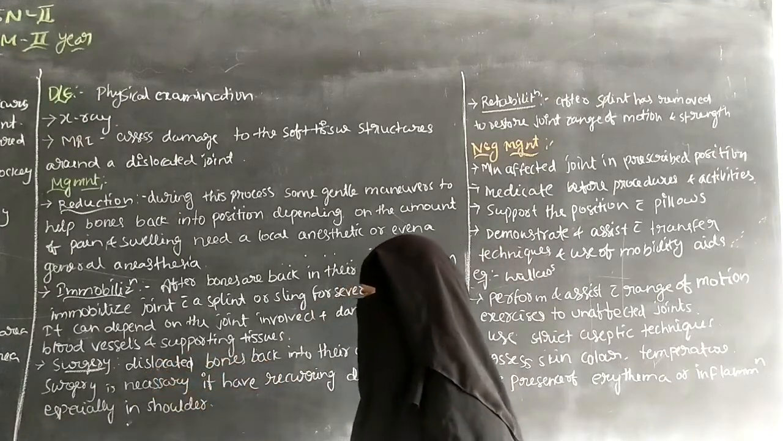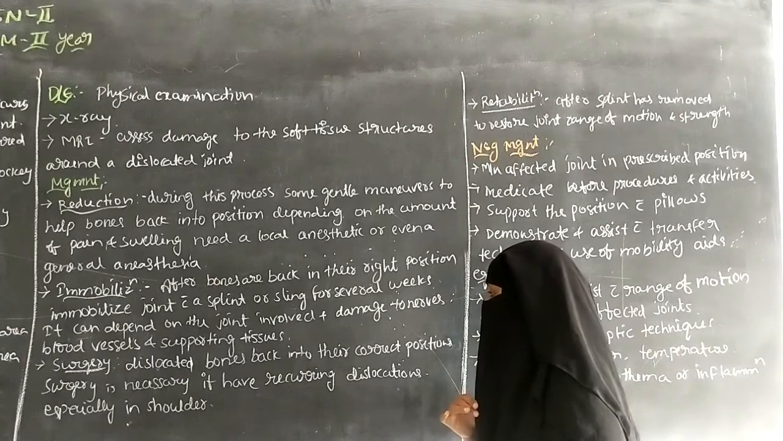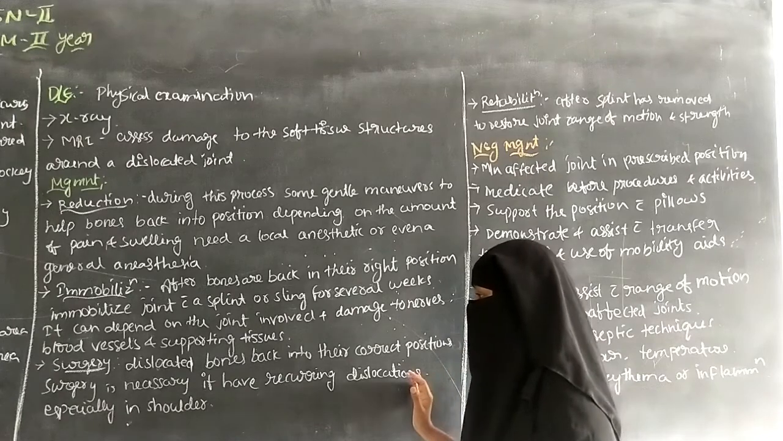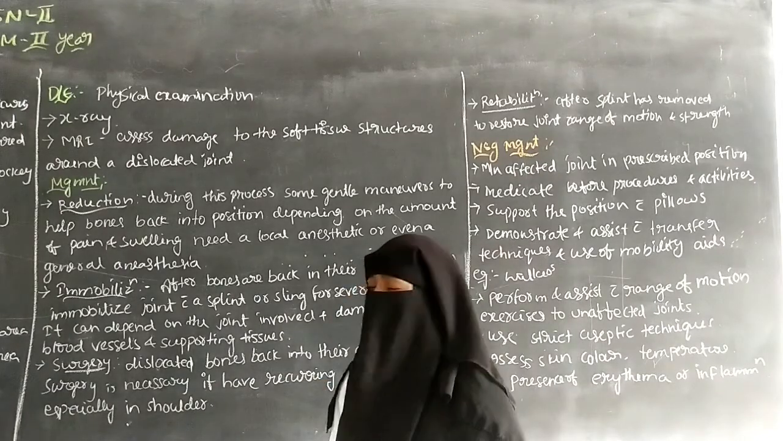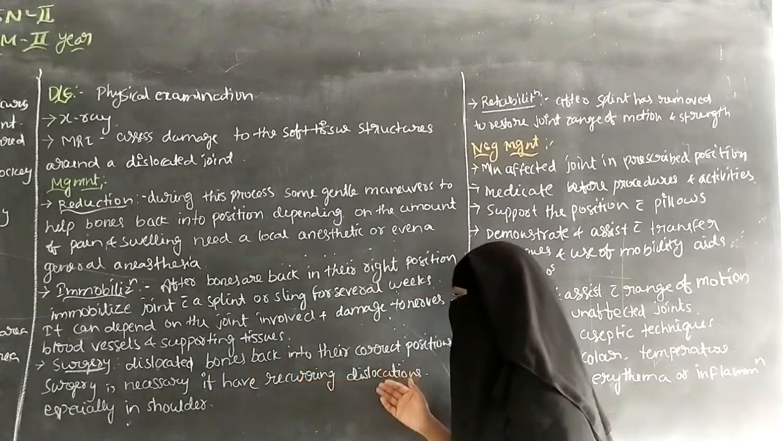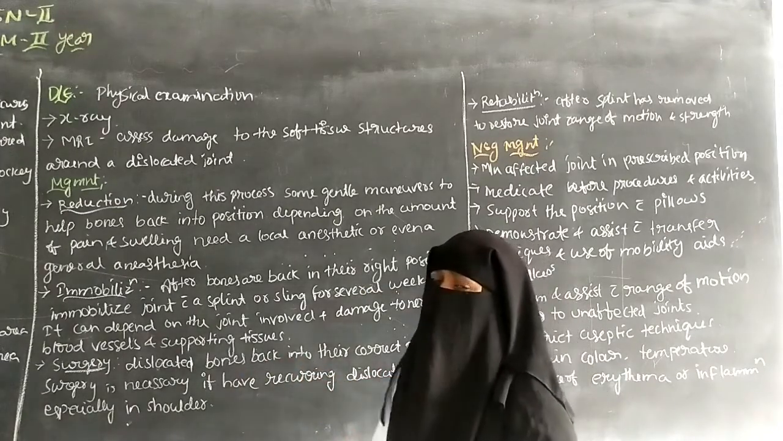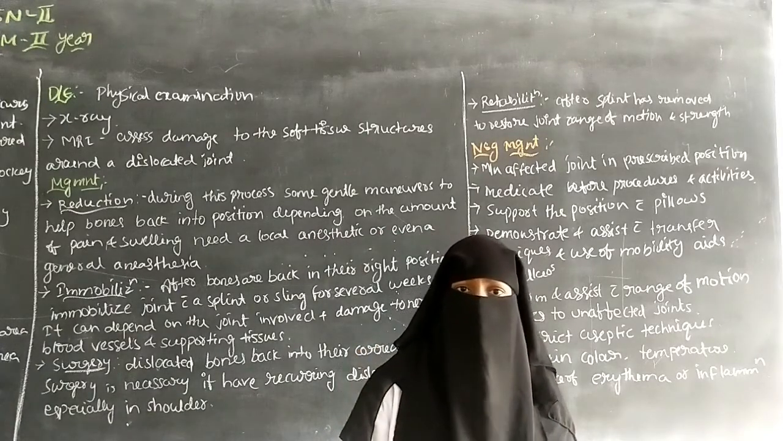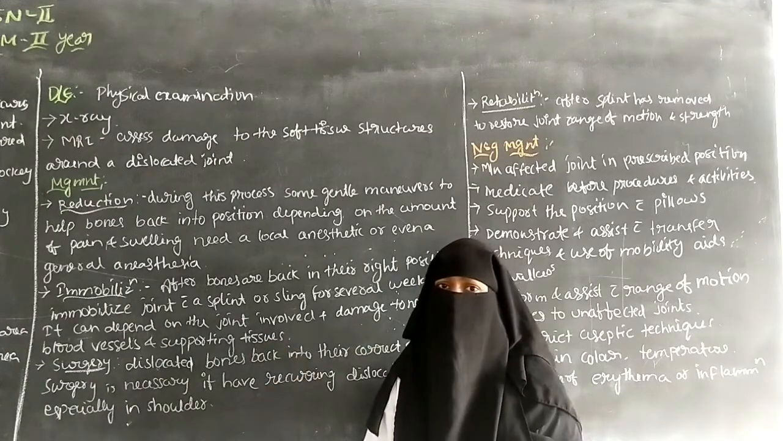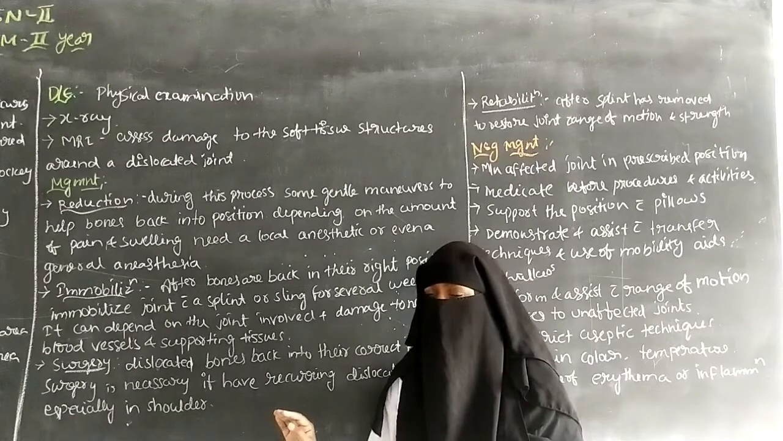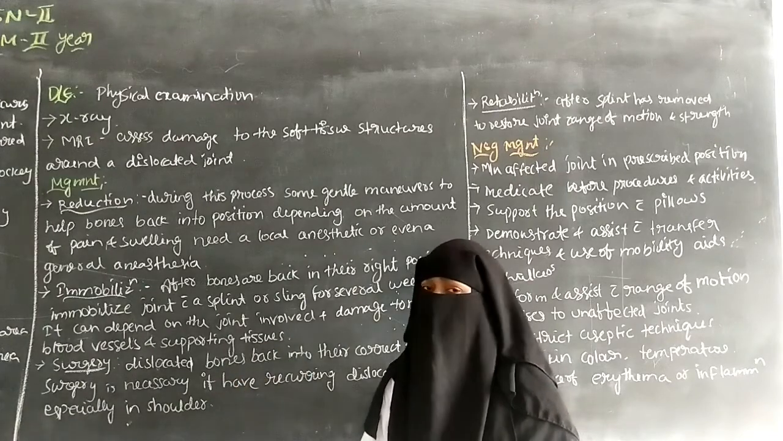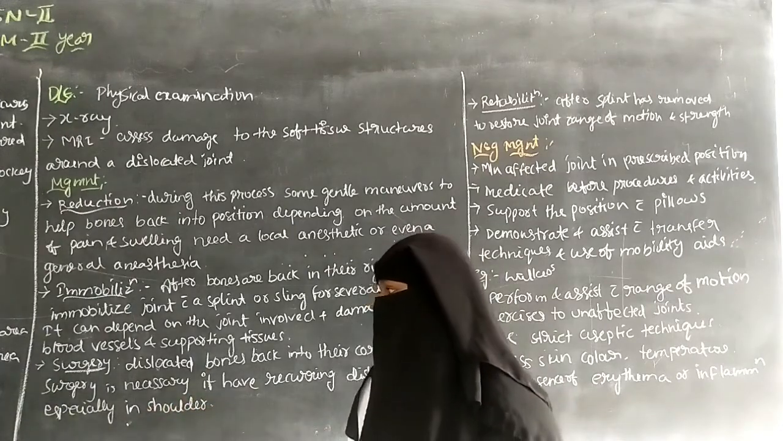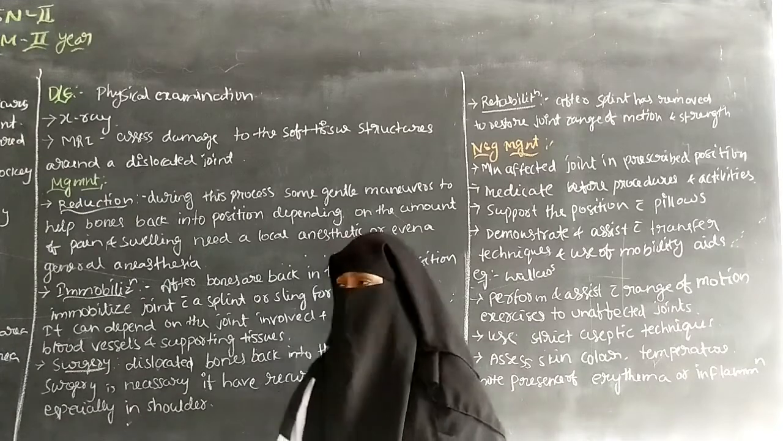And the next one is surgery. The dislocated bones are put back into their correct position. Surgery is necessary if you have recurring dislocation, especially in shoulders. So if there is any chance of recurrence of the dislocation, then we go for the surgery. Recurring dislocation can especially occur in the shoulder joint. So if there is a need, we can go for the surgery.